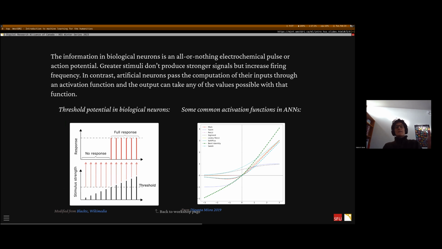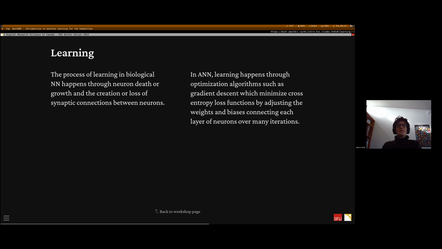And then there is this function at the end of each neuron, and that's an activation function. There's a bunch of functions that have been used. It's just a way to get some output from our weighted sum, and it's kind of equivalent to some threshold in biological systems, some electrical threshold. So there are quite a bit of analogies.